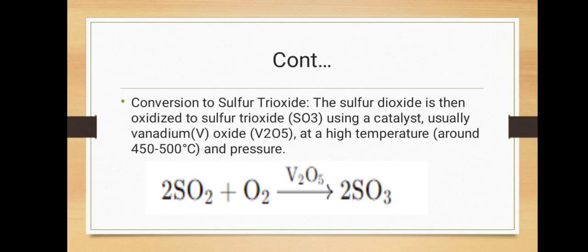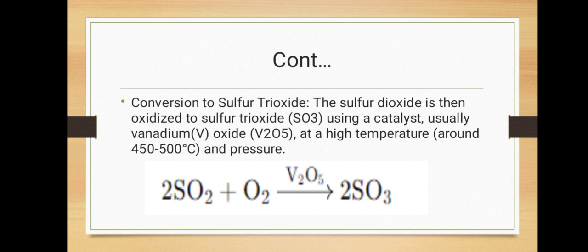Let's talk about the second step, that is the conversion to sulfur trioxide. The sulfur dioxide is then oxidized to sulfur trioxide, SO3, using a catalyst, usually vanadium pentoxide, whose formula is V2O5, at a high temperature around 450 to 500 degrees centigrade and pressure.